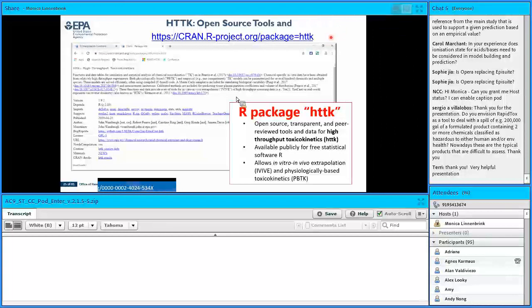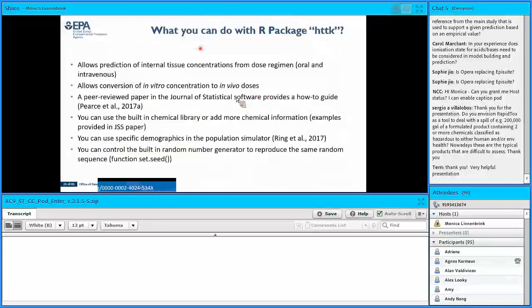So if you'd like the HTTK package, it is publicly available. It is on CRAN. That's the repository for the open source R language. So R is a language for doing statistics. You can get online. There's help files. There's everything you want. All of our data tables, everything's up there. So what can you do with this? Well, first and foremost, you can predict internal tissue concentrations from a dose regimen. You basically have toxicokinetics.